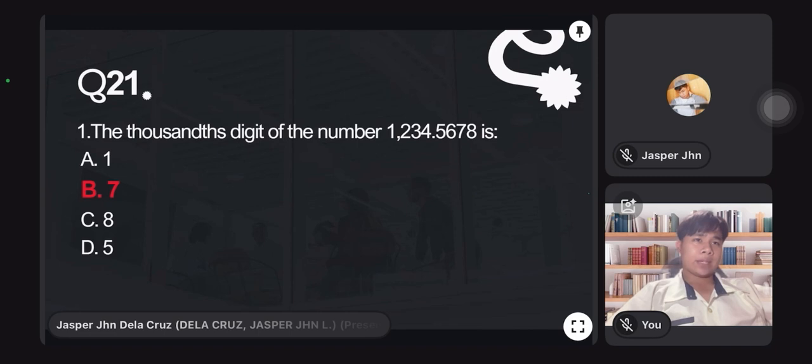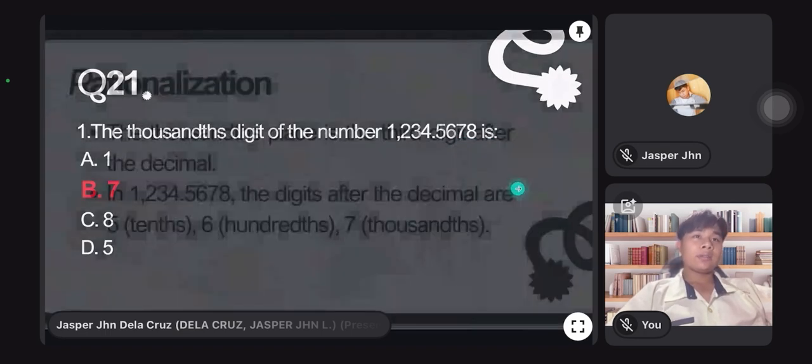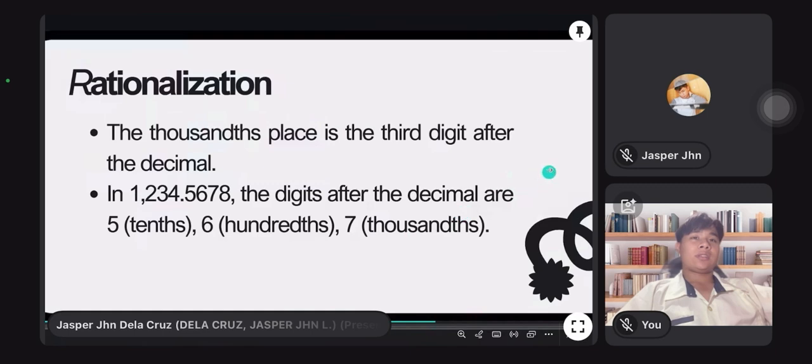Why? Okay, in the decimal place in here, the first digit is tenths already. So that is not ones, that is tenths. So as you move to the right, tens, hundreds, and thousands. So the thousandth digit is number 7. Okay, and that is letter B.